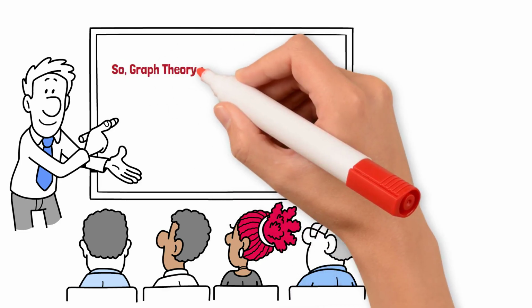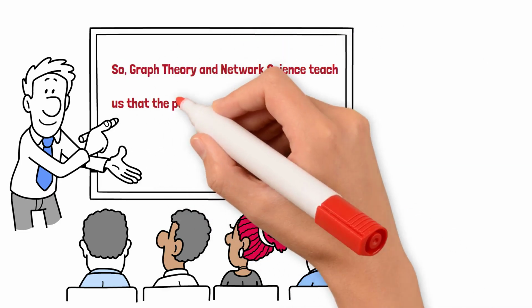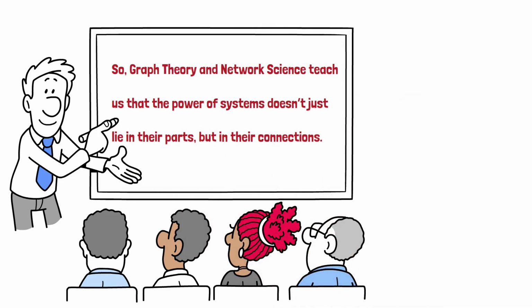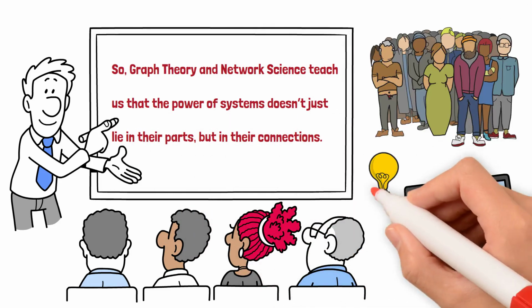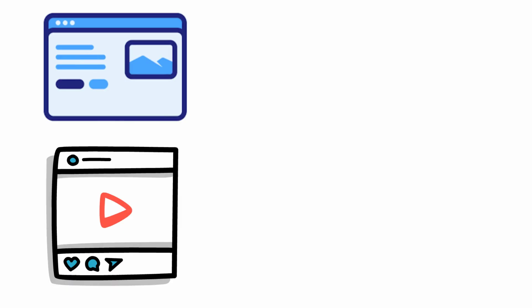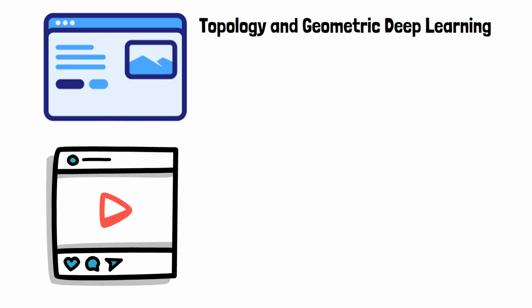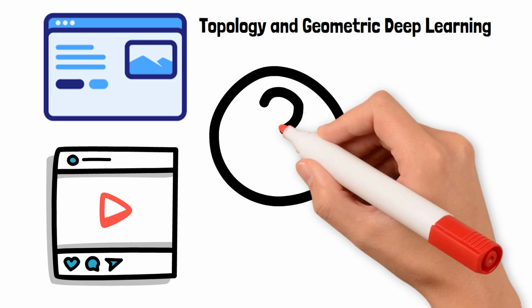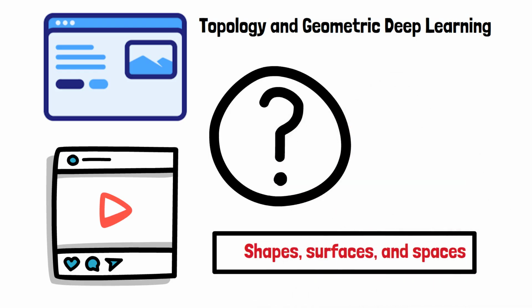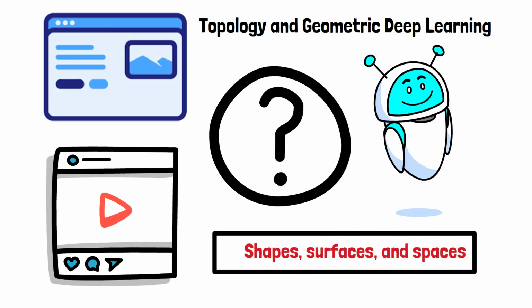So graph theory and network science teach us that the power of systems doesn't just lie in their parts, but in their connections. Whether it's people, computers, or ideas, the web of relationships defines the whole. In our next episode, we'll go even deeper into topology and geometric deep learning. Here, we'll see how mathematics studies shapes, surfaces, and spaces, and how these ideas are reshaping modern AI through manifold learning and shape analysis.